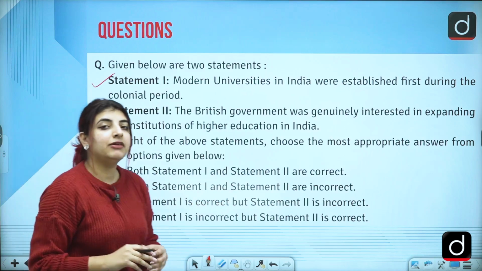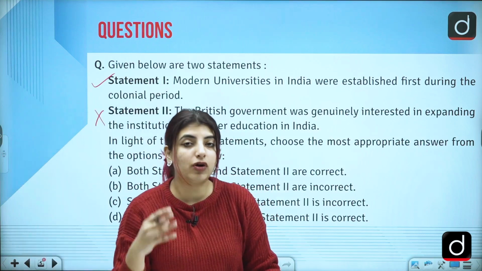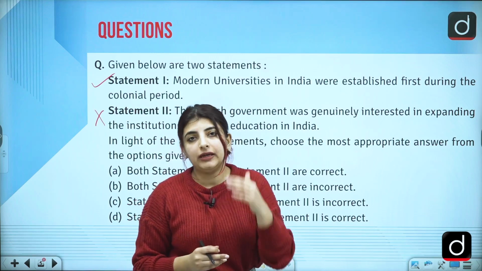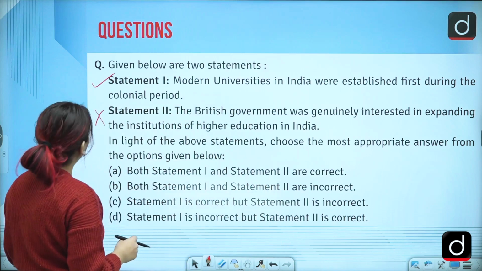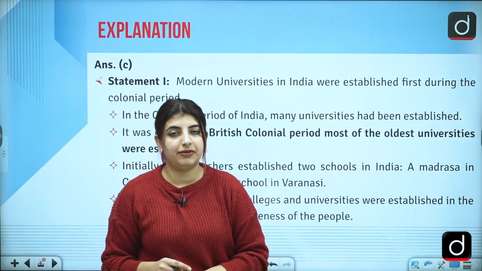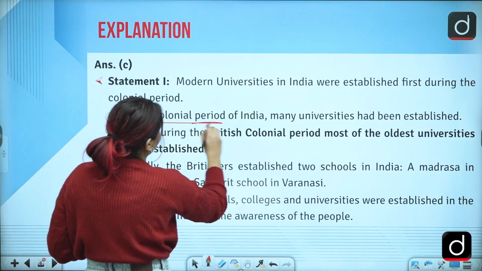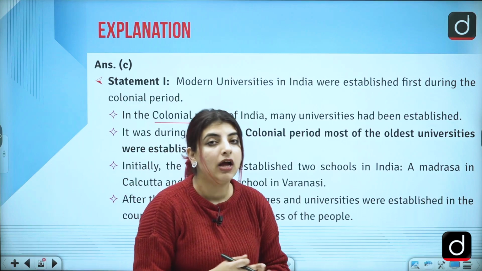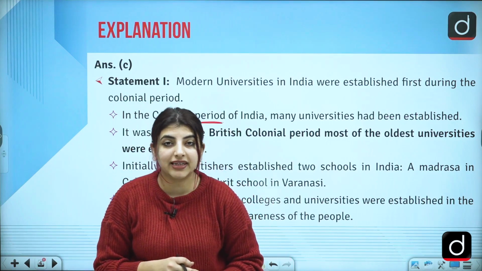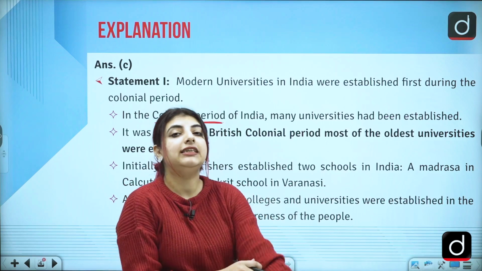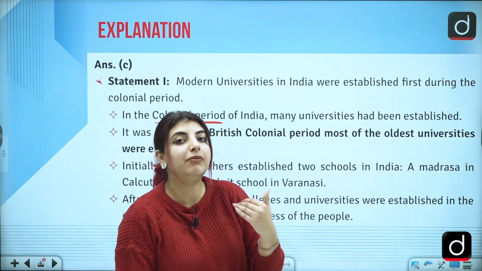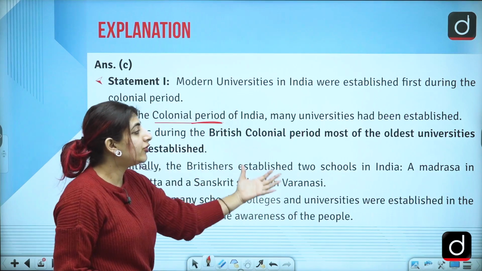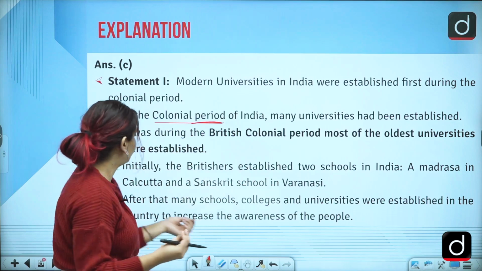Why do we say that statement 2 is incorrect? We will be reading that again from the explanation further because I have put that in for you in the slides. But even if we think about the first statement, yes, in the colonial period many universities were established. If we talk about the University of Calcutta, Banaras, Bombay, and Madras, when were these universities established? During the British times, during the colonial era, right? During the British colonial period, most of the oldest universities were established.